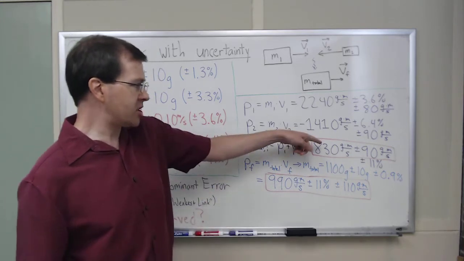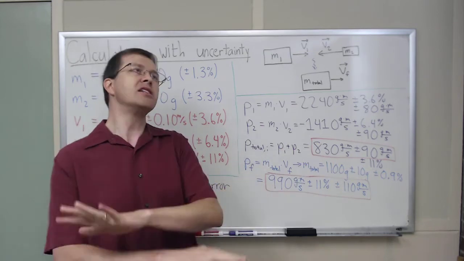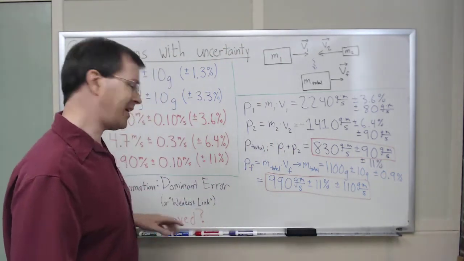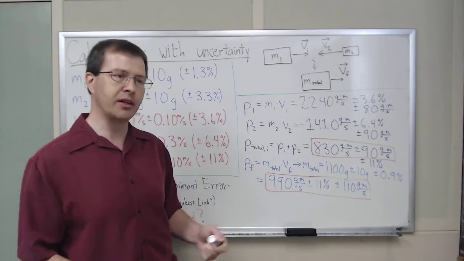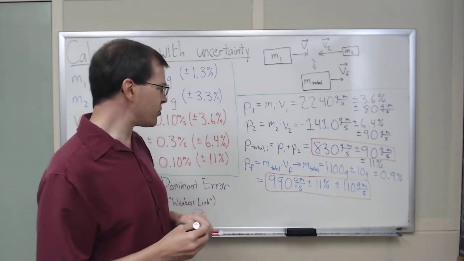How do I answer my question, is momentum conserved? Well, I look at this, and oh, no, it is not. These are different numbers, right? 830 compared to 990, different numbers. Can't do anything about it, too late, we're out of luck. It's not that bad. We actually can do something with this, because what we can do is visualize this by drawing a number line.